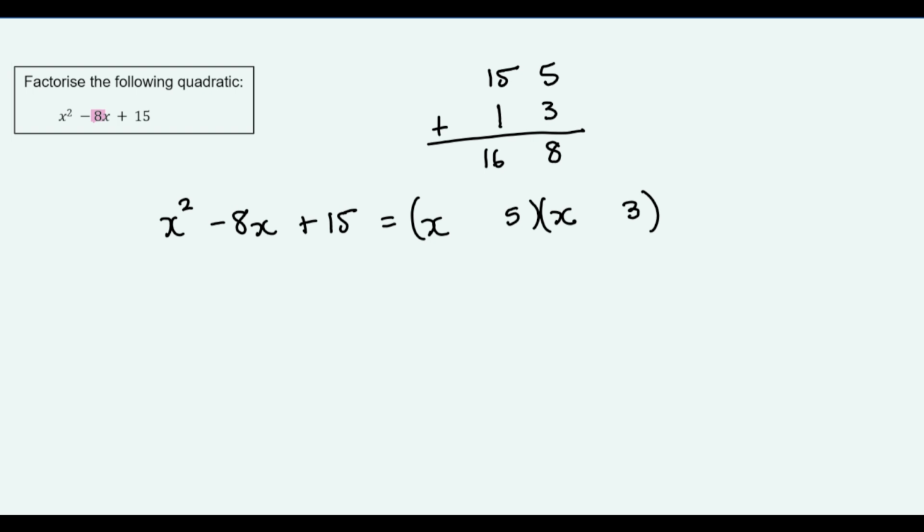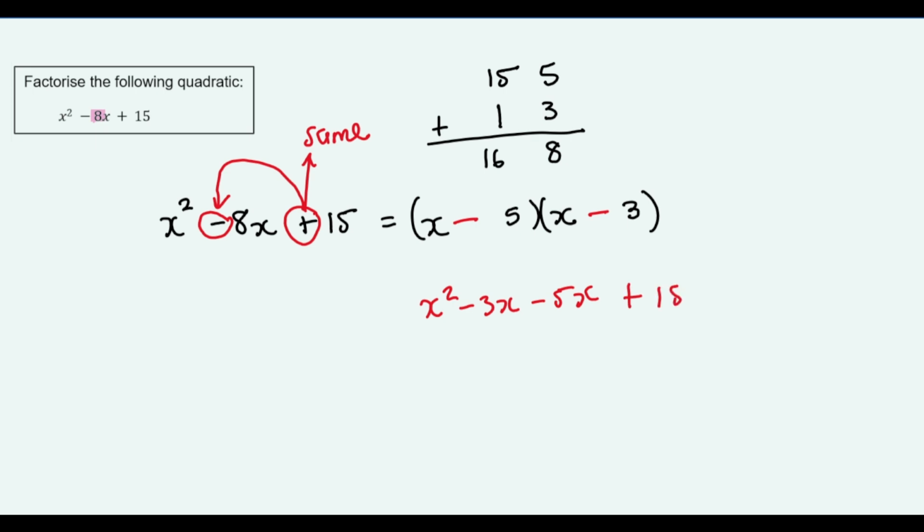Now, what about the signs? Remember, I told you, this tells you you need the same sign. And that one tells you they should both be negative. So it's going to be x minus 5 and x minus 3. So we'll have x squared minus 3x minus 5x. A negative times a negative is positive, so plus 15. So it worked.